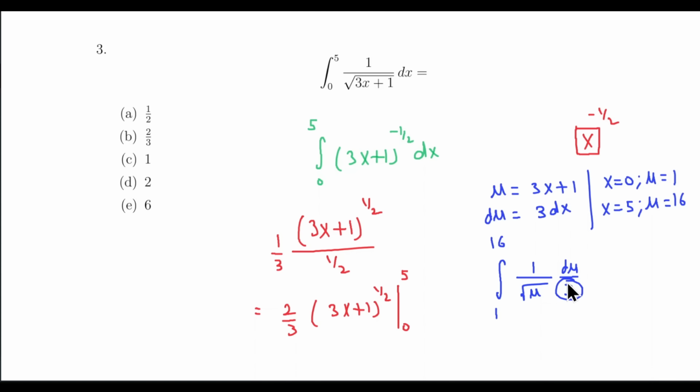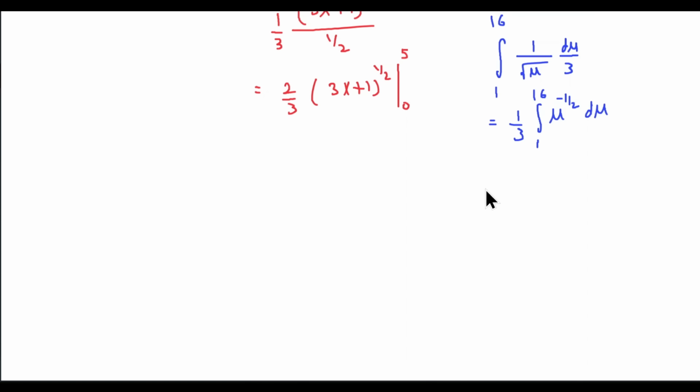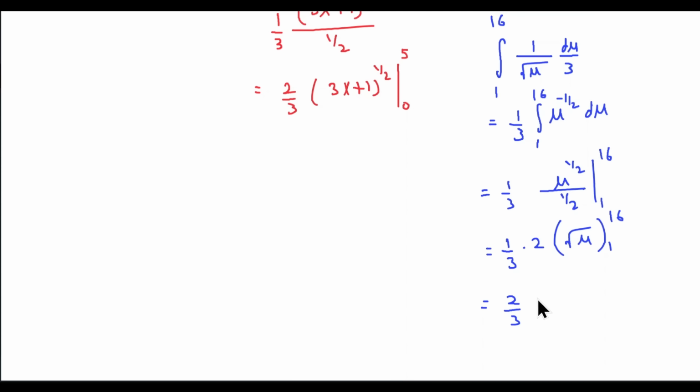You see that? Over 3, that's what we got from the shortcut. So I'm going to take that 1 over 3 out, and this will be u to the negative 1 over 2 du, integration from 1 to 16 over here. So this will become u to the 1 over 2 over 1 over 2 when we integrate from 1 to 16. Over 1 over 2, the 2 is going to jump up using keep change flip. So it will look like 1 over 3 times 2 root u from 1 to 16. So this will become 2 over 3, root 16 minus square root of 1.